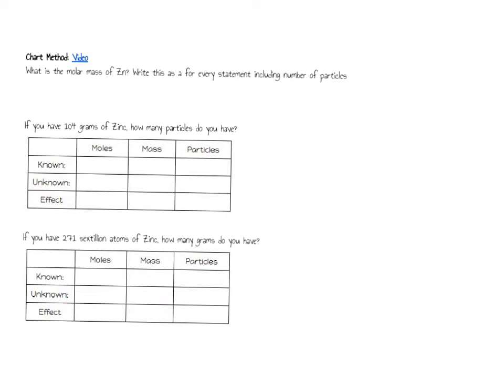Okay, to do the chart method, we have to come up with our for every statement, just like we do in any other problem. So we are going to look at our periodic table, and we're going to know that for every 1 mole of zinc, there are 65 grams and 602 sextillion particles of zinc as well.